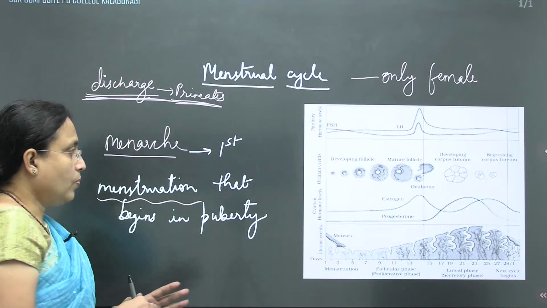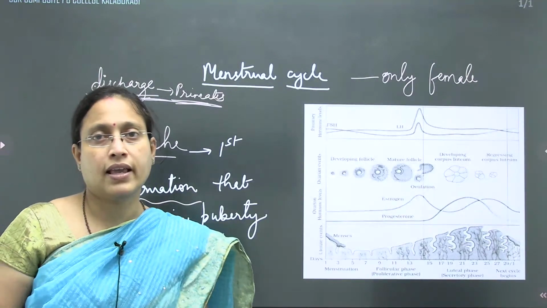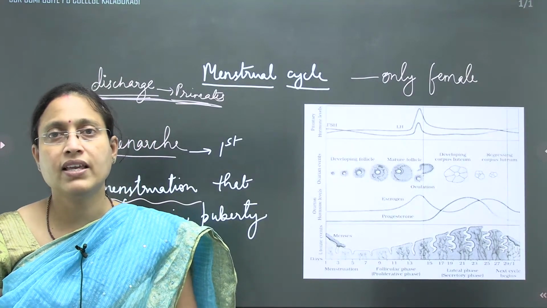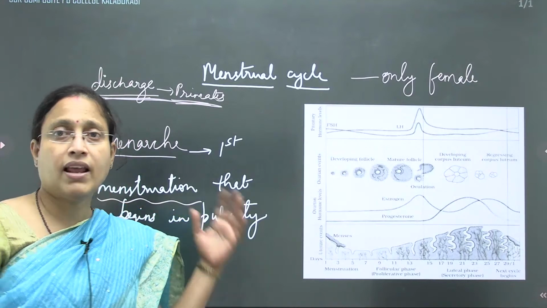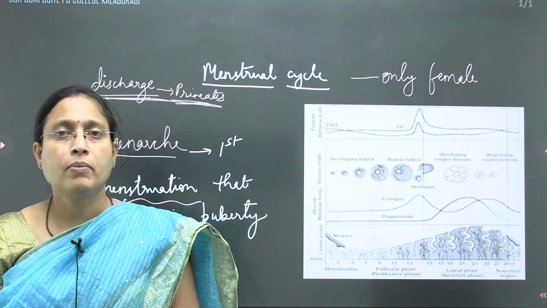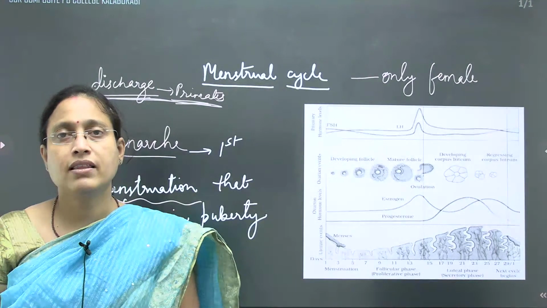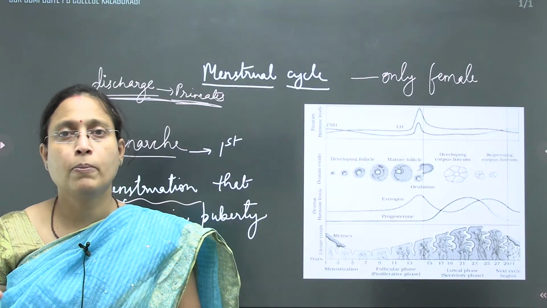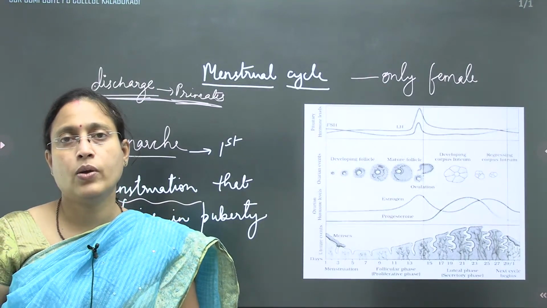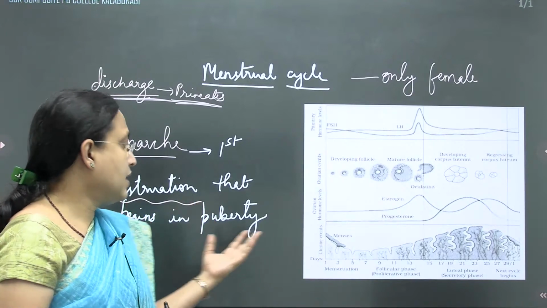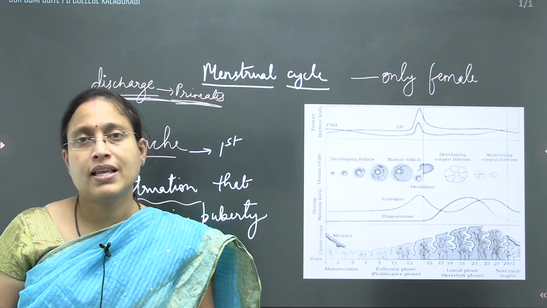So you came to know that primates will have menstrual cycle, whereas non-primates will have estrus cycle. Primates will have discharge, whereas non-primates do not have discharge, but instead they undergo estrus period, also called period of heat. In primates, the endometrium is not reabsorbed. That's why it is discharged.